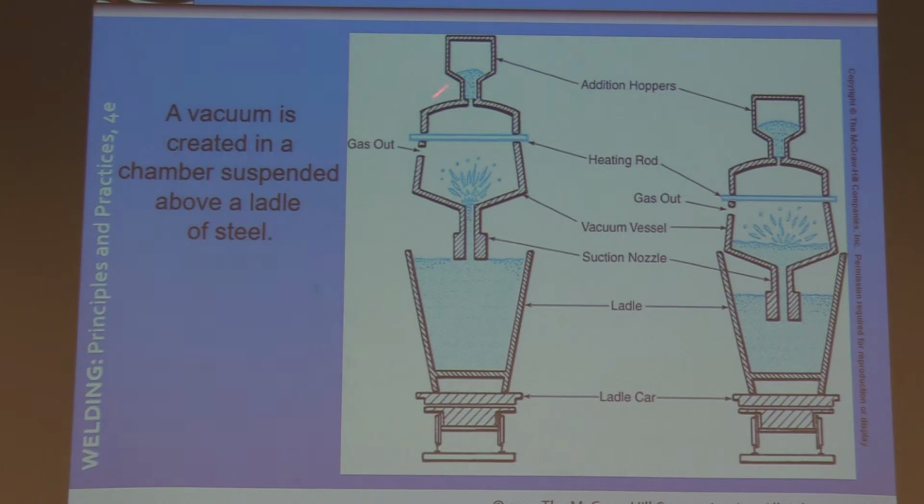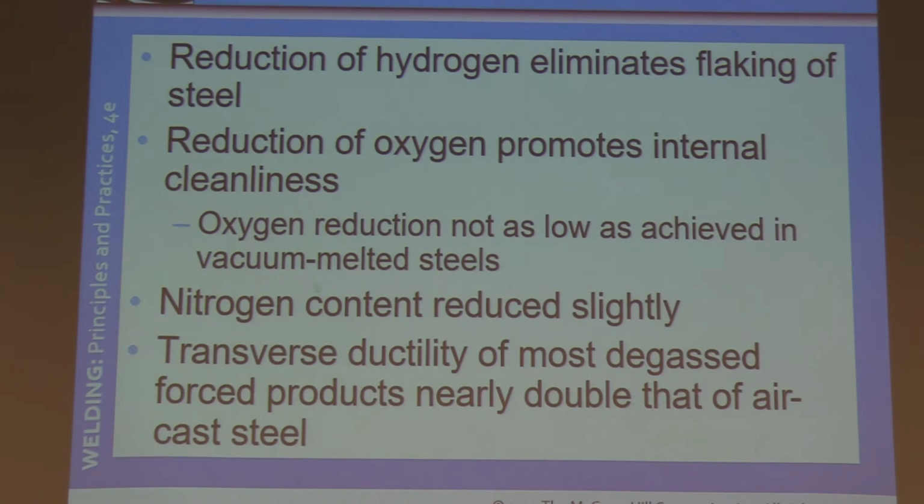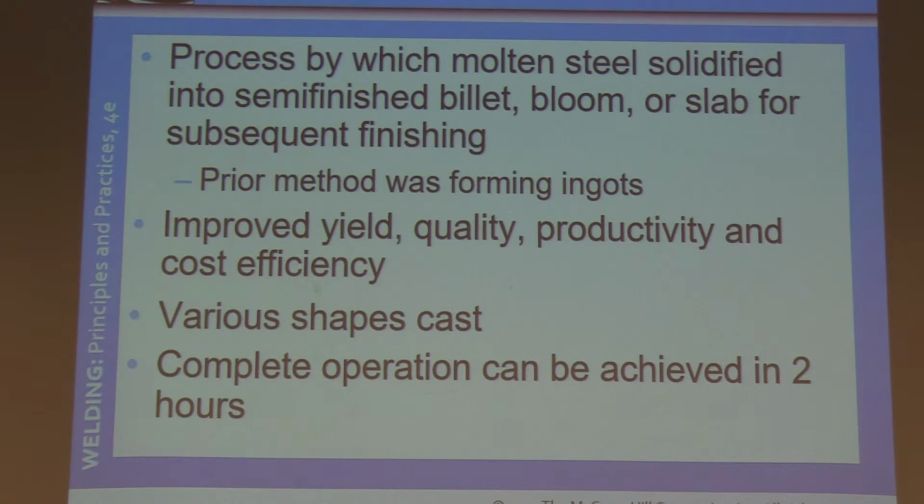So what you can see here is kind of what we're talking about, a vacuum lifter. Vacuum is created here to help pull. Atmospheric pressure naturally exists on this, so with the vacuum here it will bring it in. Gas comes out through here. All right, benefits from degassing. Read through these. We just talked about them. We read from the book.